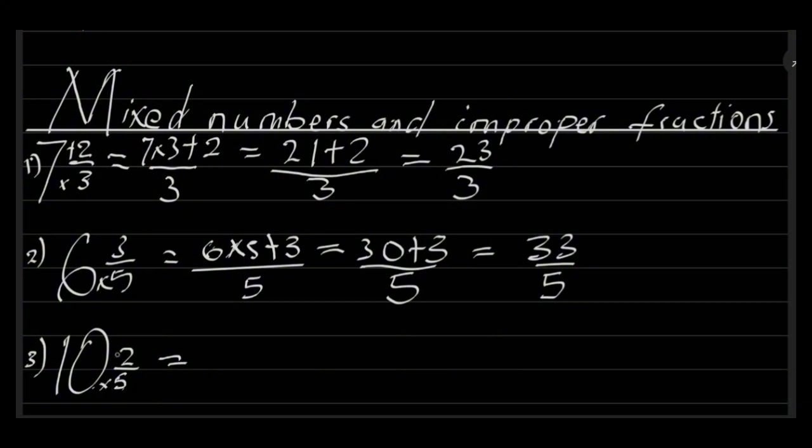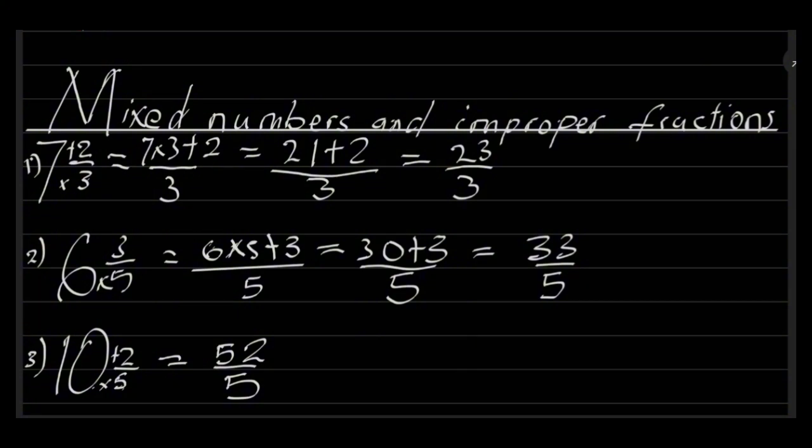Let's try and do this straight away. First we multiply and then we add the result to the numerator. So 5 times 10 would give us 50, and 50 plus 2, that would be 52 over our denominator, which is 5. It is quite fast, isn't it?